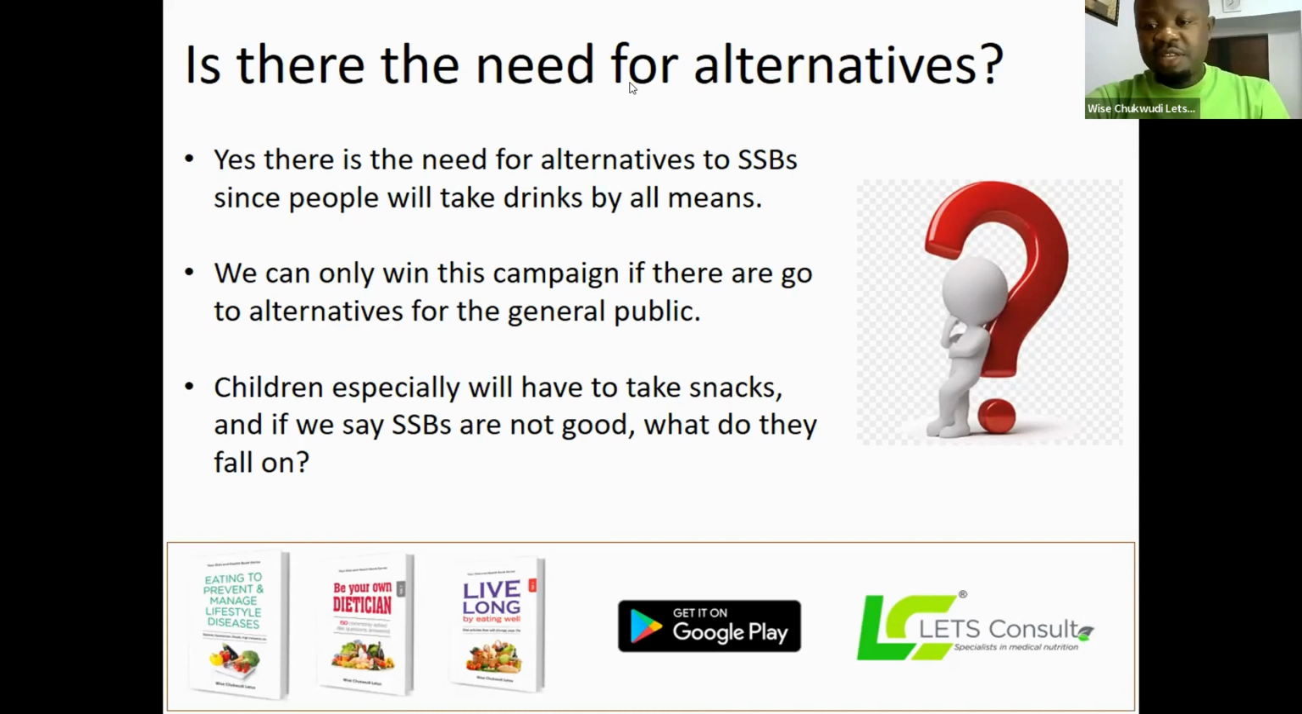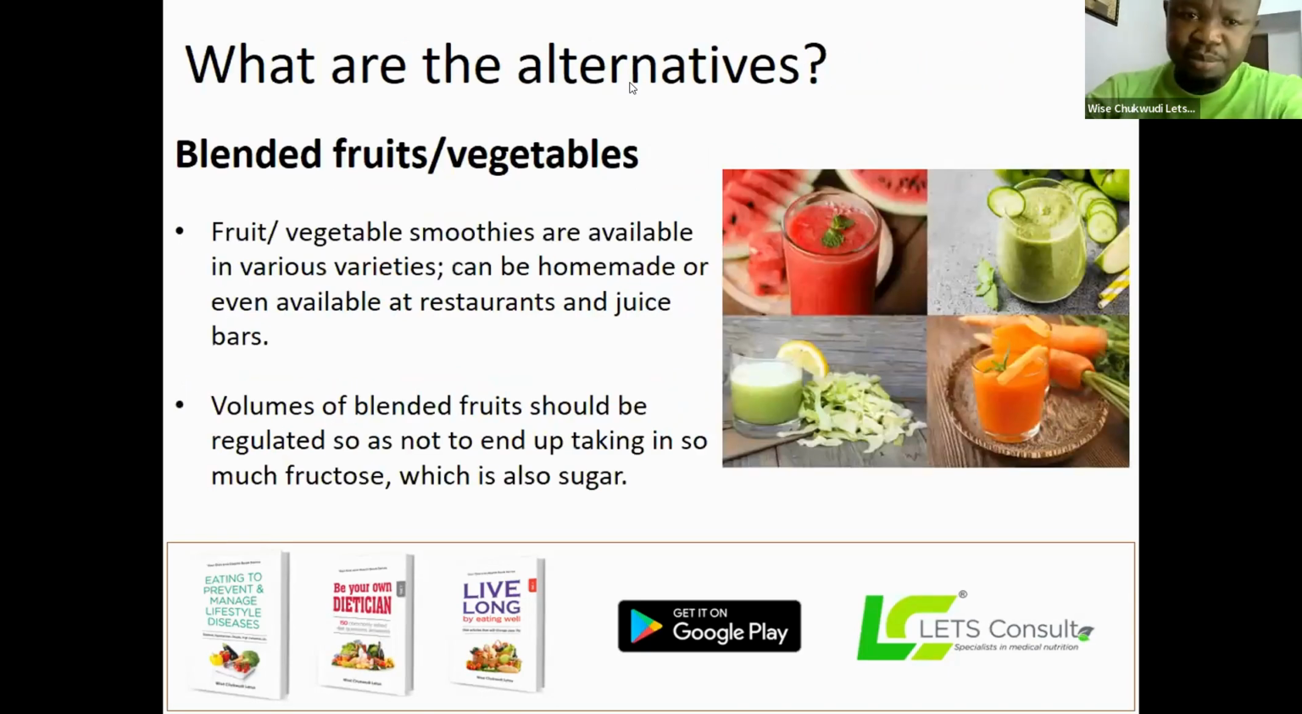I believe this campaign we can win if we are ready and are able to give alternatives. And that's exactly what I'm coming to do. I have just a few slides so that I don't bore you with too much talk. So the first alternative is in the class of blended fruits and vegetables. Smoothies have become part of our societies, and every person who wants to eat healthy feels that they should drink some smoothie of a sort.